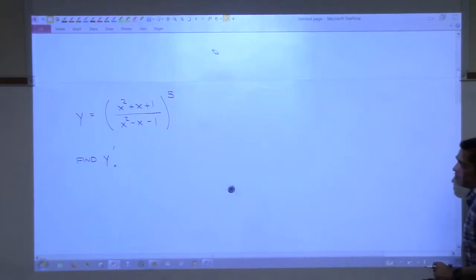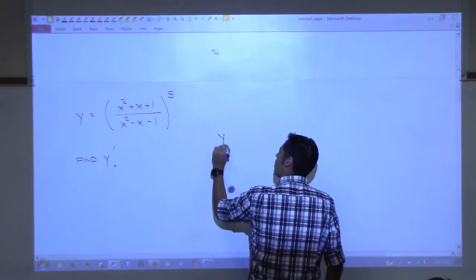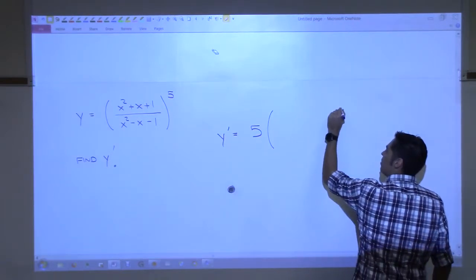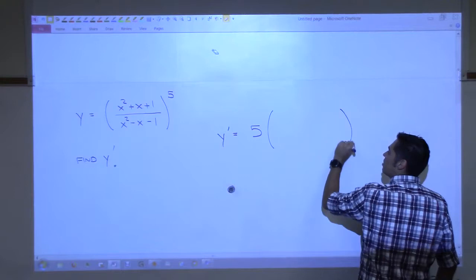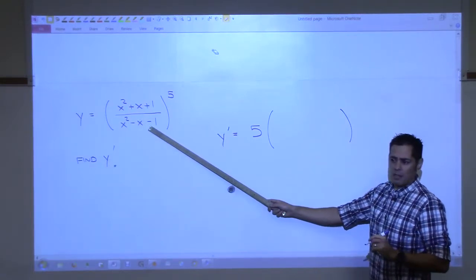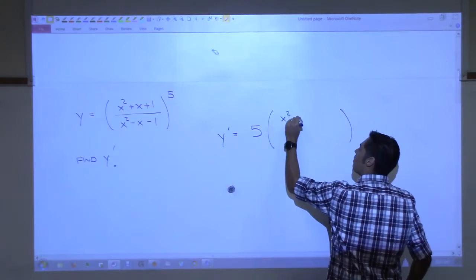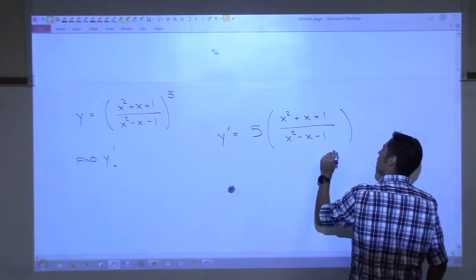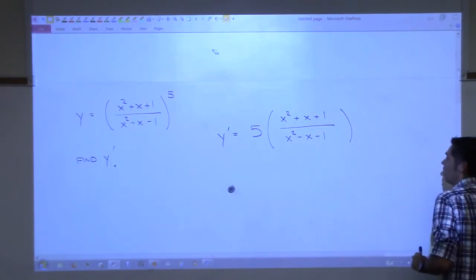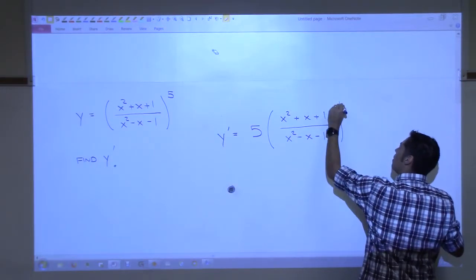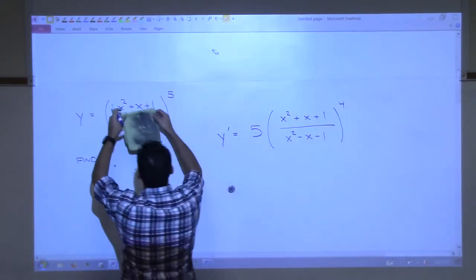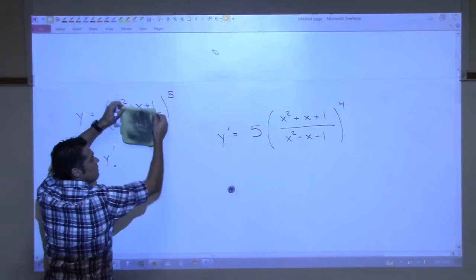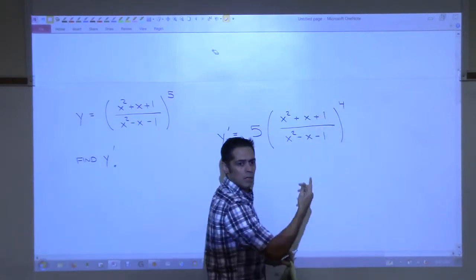Okay, so let's go for this. Let's see if we can get this first part. y prime will be, we said, the 5. And then what goes in the parentheses? All of that stuff, right? This stuff, but I'm not touching it. I'm just going to leave it alone. So I've got x squared plus x plus 1 over x squared minus x minus 1, all of this raised to the 4th power, right? So this was like what I was doing in class before, where I was like, okay, we have this cloth raised to the 5th power. The derivative of this cloth to the 5th power is 5 times the cloth to the 4th power, right?